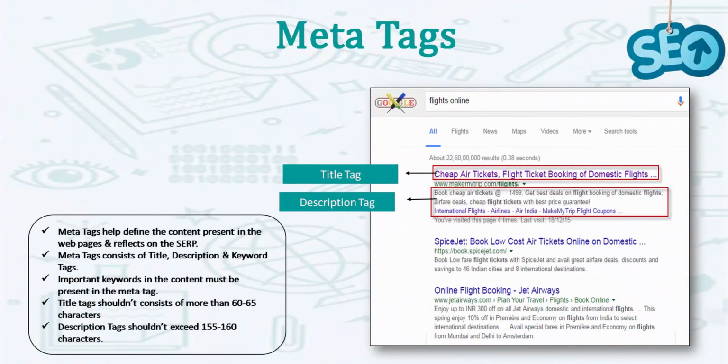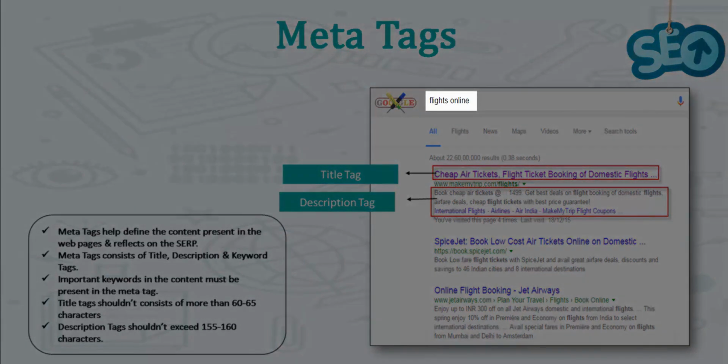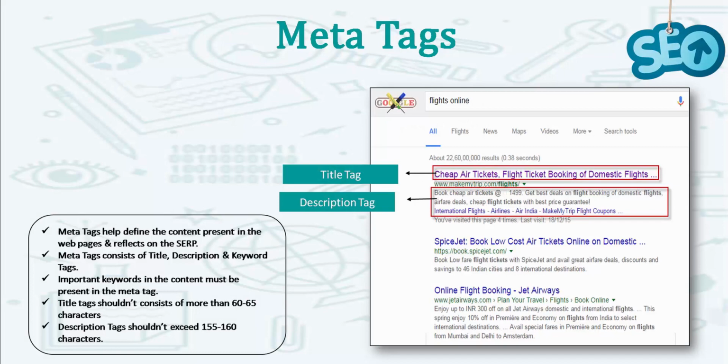The first one is meta tags. When you type in a particular keyword in Google, you find results containing those particular keywords. So I have searched for flights online. What do I see? Make My Trip, SpiceJet and Jet Airways. In Make My Trip, I see the keyword flight and flights coming in. In SpiceJet, I see online air tickets. In Make My Trip also I see air ticket. So the synonym, the exact phrase is present in the title tag as well as in the description tag.